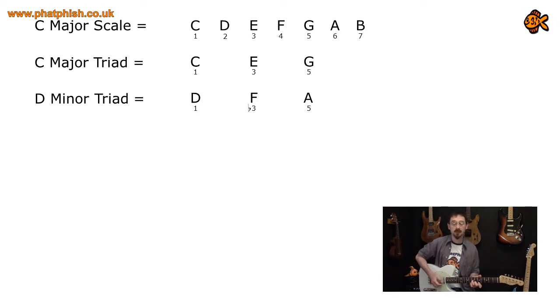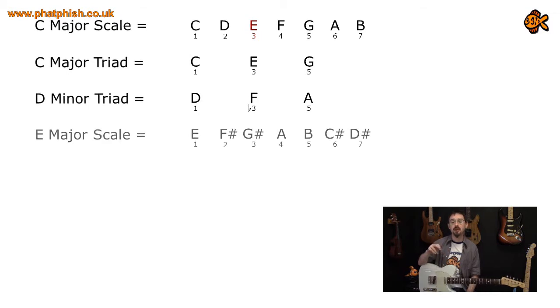D, F and A. So we've got C major as the 1 chord, and we've got D minor as the second chord. And we can go through the major scale and do this exercise on every degree of the scale. So we'll start on E as the root note and take alternate notes from the E major scale. Go from E, G sharp and B.